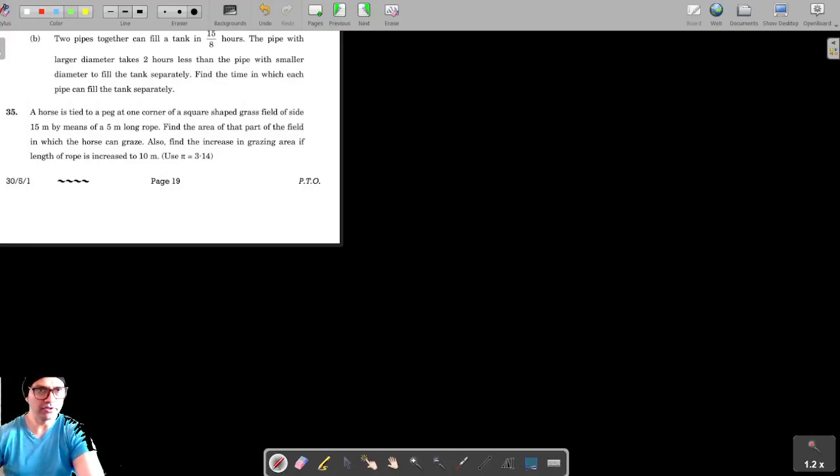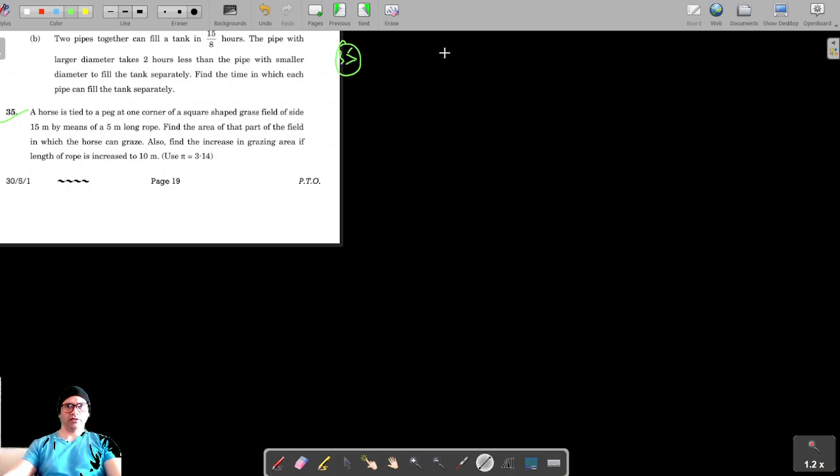For question number 35, it's given that a horse is tied to a peg in one corner of a square-shaped grass field of side 15 meter by means of a 5 meter long rope. So this is question number 35. And let's get our square-shaped grass field. So this is, let's say, the square-shaped grass field.